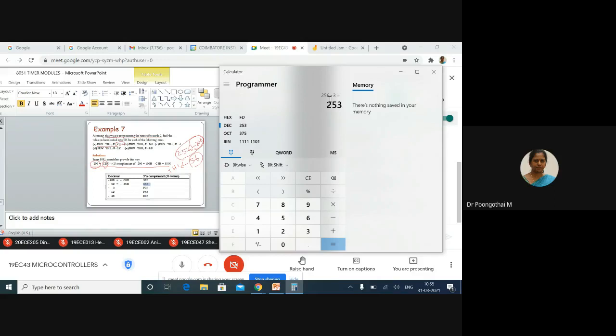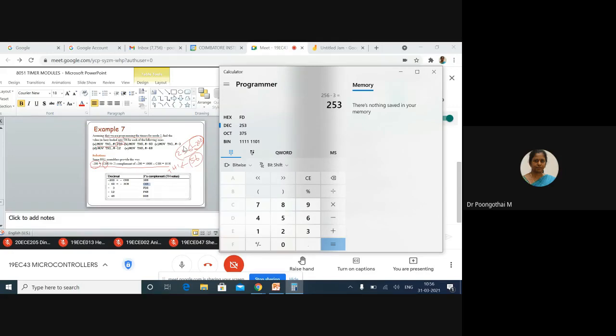So if minus 3 is your value, that value is subtracted from 256. So minus 3 we can represent. So that is the inference. So how many clock cycles are required for this case? To set the overflow flag, move TH comma hash minus 3.